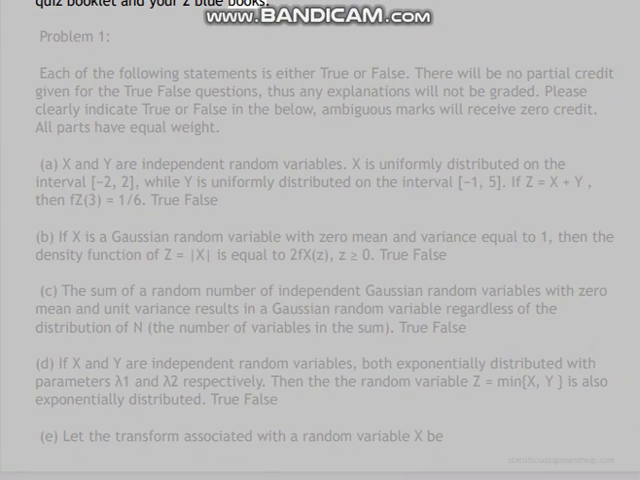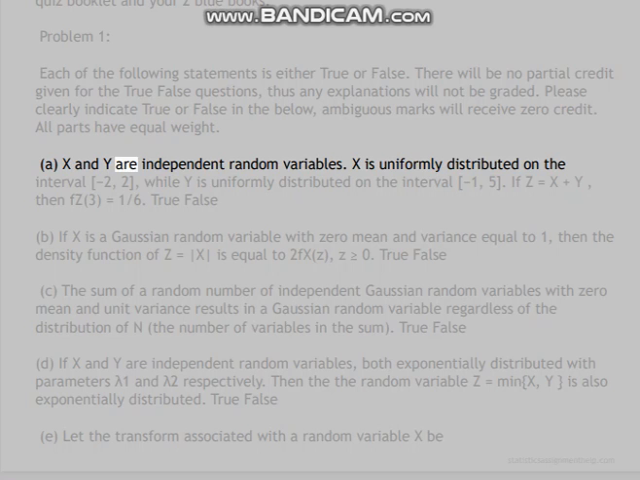Write your name, your recitation instructor's name, and TA's name on the cover of the quiz booklet and your 2 blue books. Problem 1. Each of the following statements is either true or false. There will be no partial credit given for the true/false questions, thus any explanations will not be graded. Please clearly indicate true or false in the below. Ambiguous marks will receive 0 credit. All parts have equal weight.